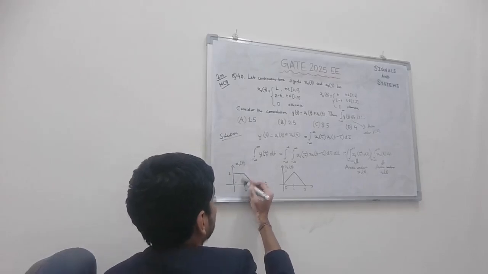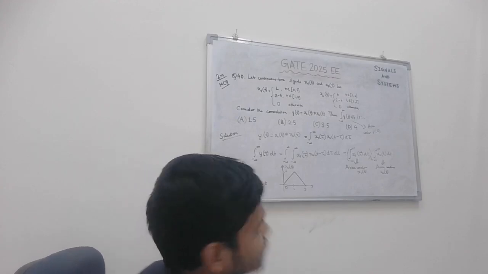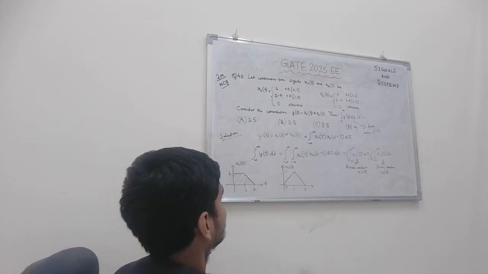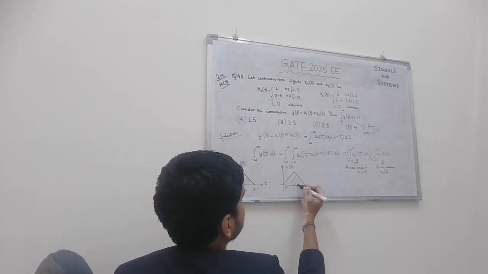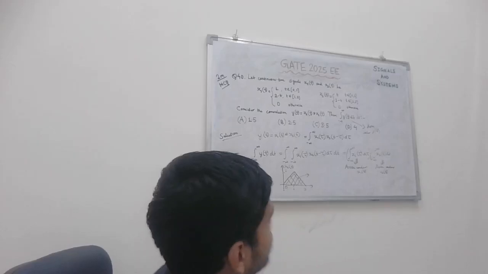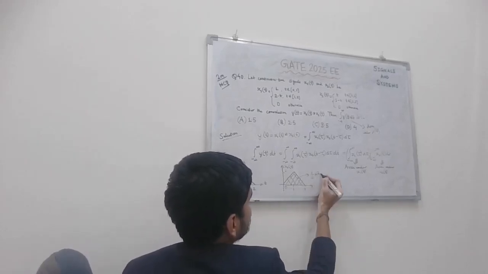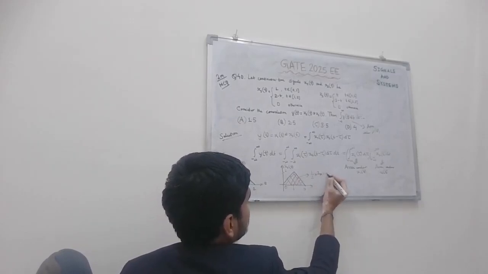This area. This is simply a trapezium. This is simply a triangle. This area will be what? Half into base into height. So half into base is 2, height is 1. So 1.